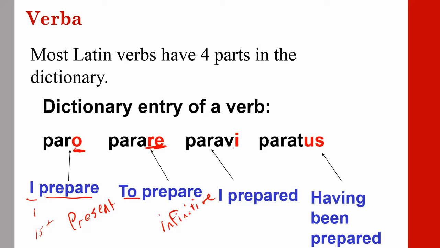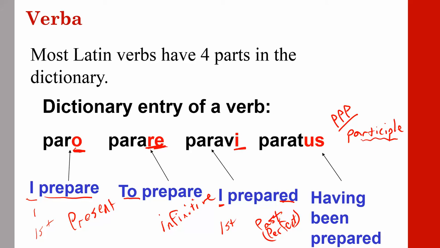The third part of the verb will end in I, and it is also first person, but it is past tense. Specifically, it's a tense called perfect tense, but we'll talk about that later in the year. The last part of the verb, or the fourth part of the verb, is actually what we refer to commonly as a PPP, which means perfect passive participle. Now, that was pretty fancy sounding. You don't need to worry about all that.